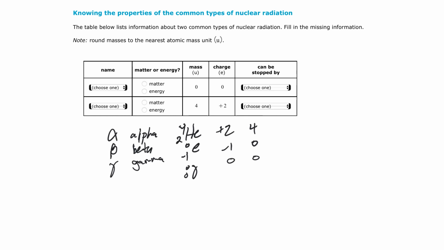Well, they're going to give you some mass and some charge, and ask you what the particle is, whether it's energy or matter, and what it can be stopped by. I should have said that before. Alpha is really slow and sluggish, and skin can stop it, or paper can stop it. So definitely a lab coat could stop it. So alpha particles don't travel very hard or fast.